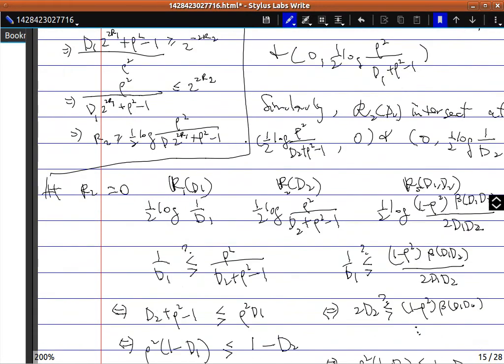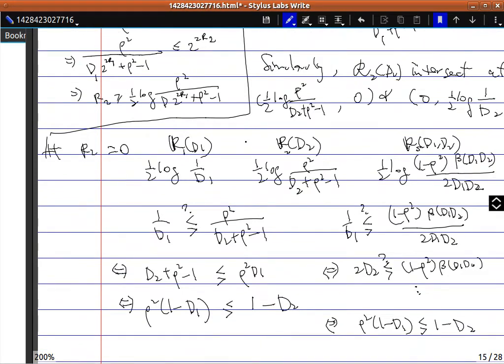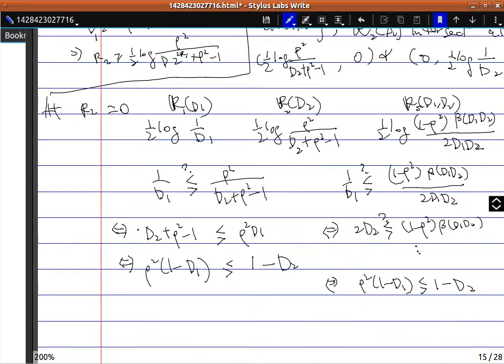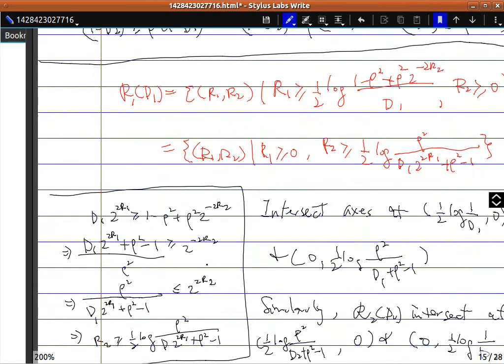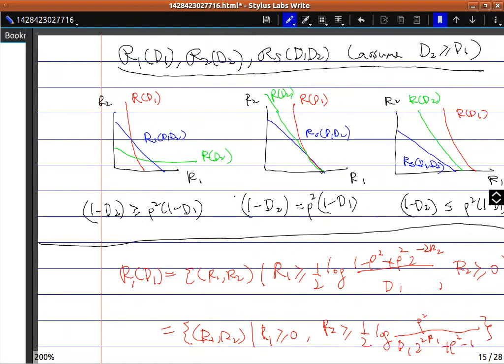Now, if I want to see when this crossover happens, when this will be less than this or bigger than this, then I compare these two terms here with a little bit of algebra. I found that 1 over D1 will be equal to rho square D2 plus rho square minus 1 if I have rho square (1 minus D1) equal to 1 minus D2. That's basically the condition here. Then RD1 and RD2 will overlap.